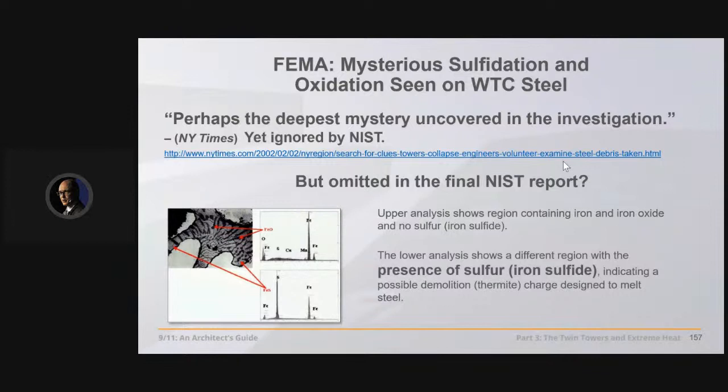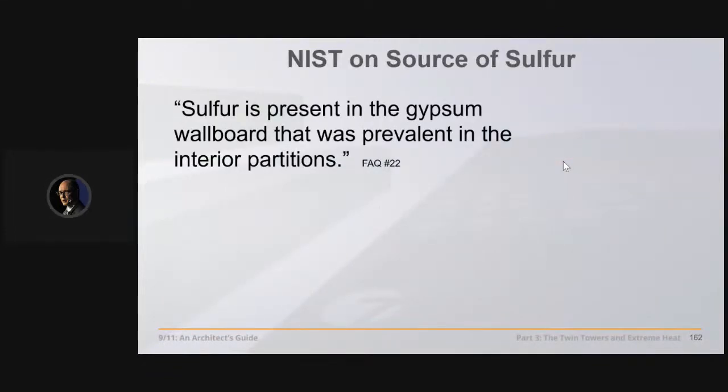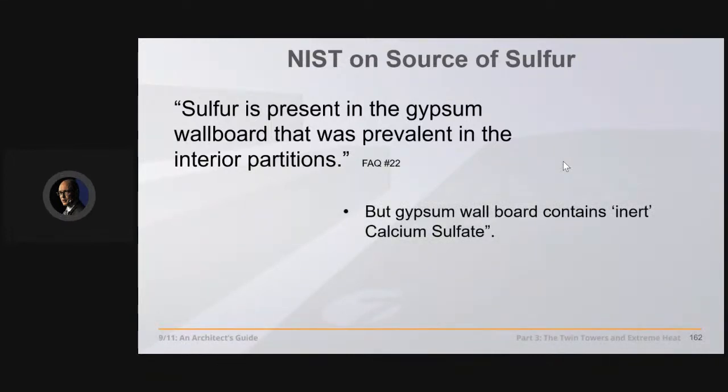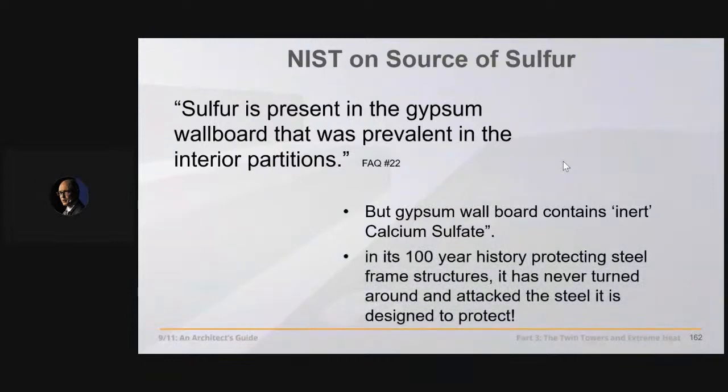who had documented the presence of sulfur invading the grain boundaries of the steel. How does that even happen in a fire? NIST, being asked very frequently, finally, years later, published: the sulfur is present in the gypsum wallboard that was prevalent in the interior partitions. But wait a minute, gypsum board contains inert calcium sulfate, not sulfur. In its 100-year history of protecting steel structures, it's never turned around and attacked the steel that it's designed to protect.